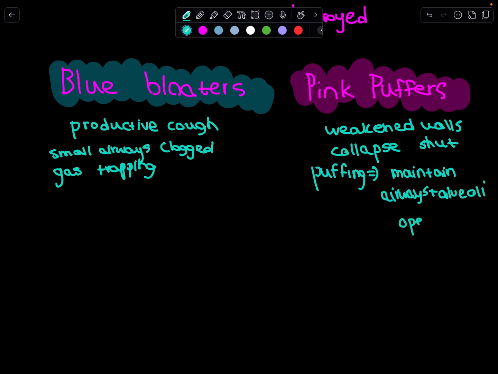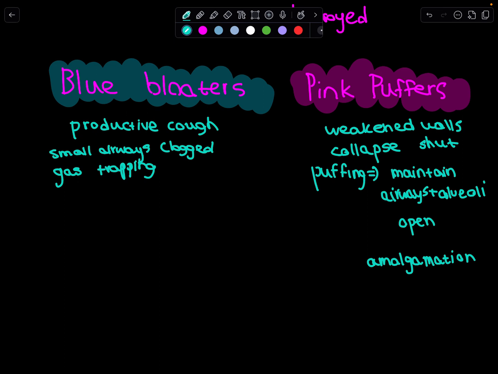All right, let's compare blue bloaters and pink puffers. Zooming in on puffing. Pink puffers, emphysema, named for pink skin, less cyanosis, hyperventilation keeps oxygen up, and puffing, pursed lip breathing. Damaged alveoli collapse airways on exhale, trapping air. Puffing, exhaling through tight lips, creates back pressure, keeping airways open longer, reducing collapse, improving air exit.